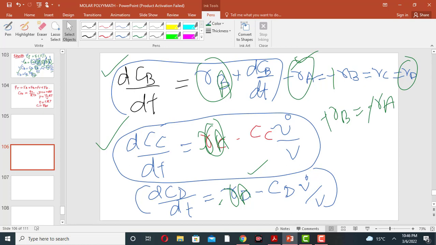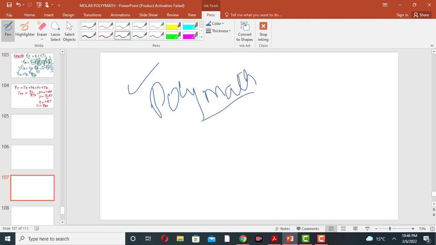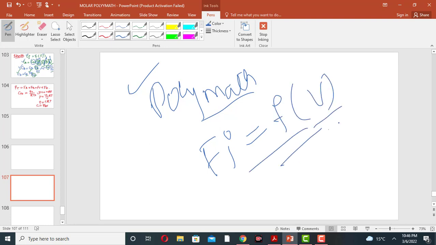So this was all about the semi-batch system. In the coming lecture, we will use a polymath solver to solve for the flow rate. The molar flow rate is a function of the volume of the reactor, so we will use the ordinary differential equation, the ODE solver, to solve the problem. So this was just an introduction to a general irreversible reaction for a semi-batch system.